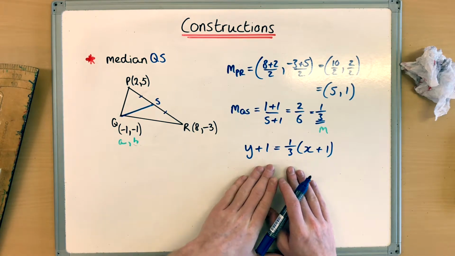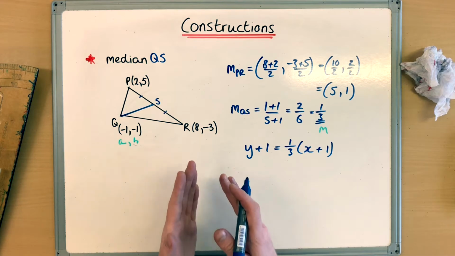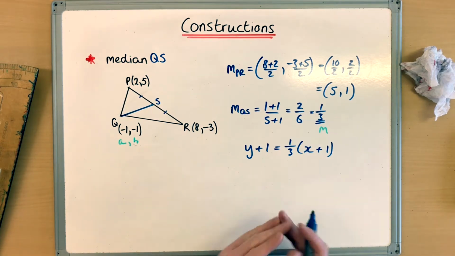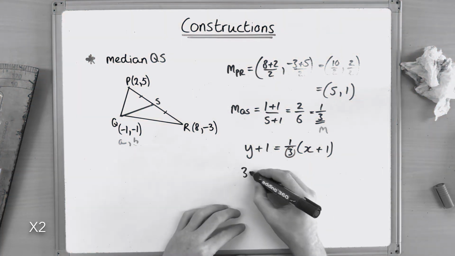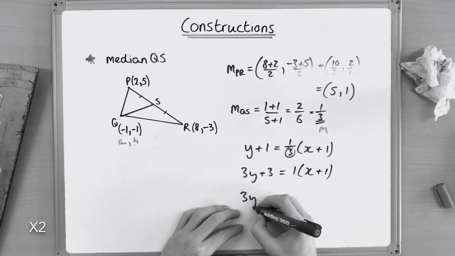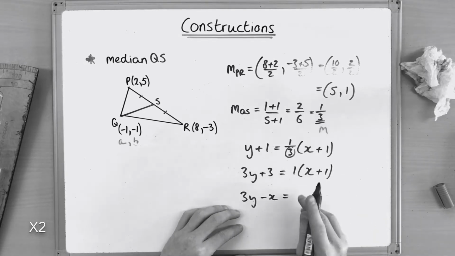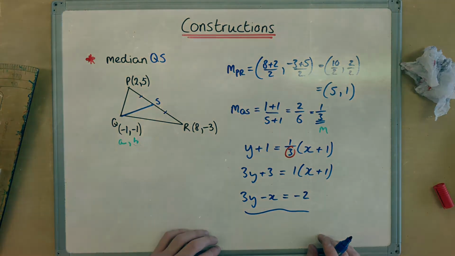Again, I don't want to leave it like this. I'm going to rearrange it, and because there's a fraction here, I'm going to write it with x's and y's on one side and the number on the other. I'm going to start by multiplying by 3. Okay, there we go, median QS.